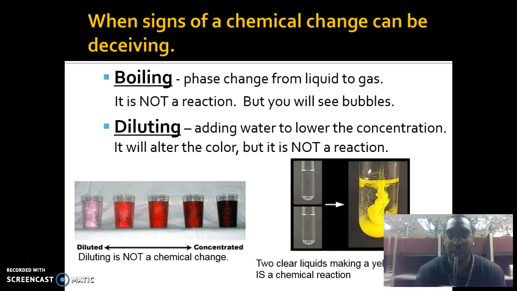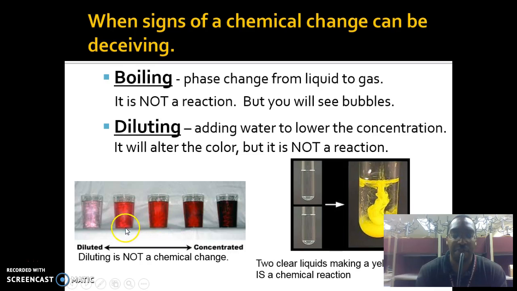It's still water. Diluting, if you look here at this example, I use McDonald's sweet tea or really high sugar content Kool-Aid, right? If you're diluting and you're adding water to lower the concentration, which we'll talk about more in the solutions unit, that can alter the color. For instance, if you water something down or dilute it, it can affect the color going from dark to light. But again, that is not a chemical change. Okay, dilution is not a chemical change.